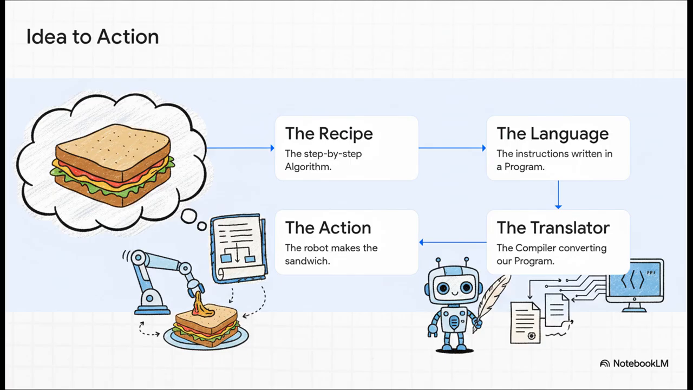This whole journey, from our brain to the robot's action, follows a pretty clear path. It all starts with the idea, right? Our PB&J sandwich. From there, we need to create a recipe for it, which in the tech world we call an algorithm. Then we have to translate that recipe into the robot's language, that's our program. But even that needs a master translator called a compiler to make the final leap. And only then do we get the final action, our sandwich. Let's break this whole thing down.